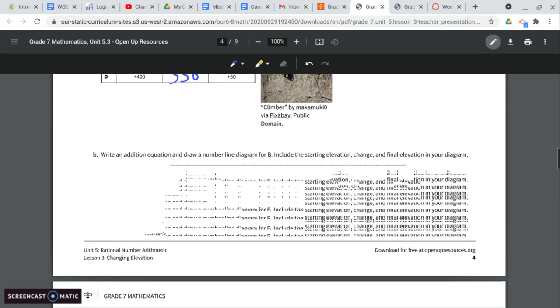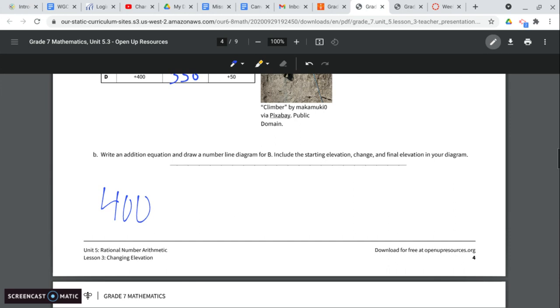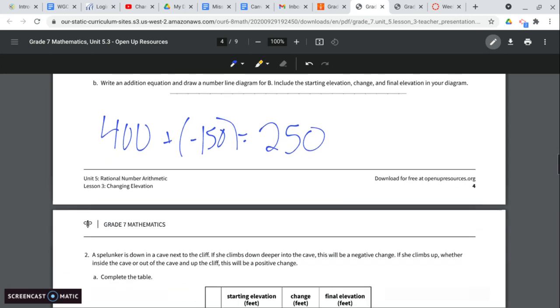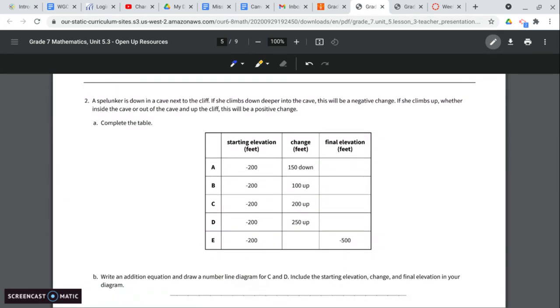Write an addition equation and draw a number line diagram for B. Include the starting elevation, change, and final elevation. So we have the 400 plus the negative 150 equals 250. So that would be our equation. So using the additive inverse, which just means adding additive inverses makes 0, giving us that opposite there.